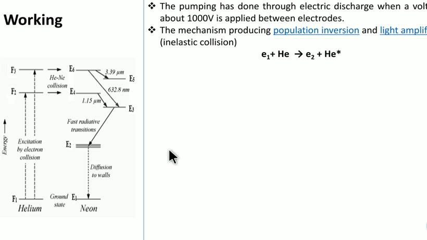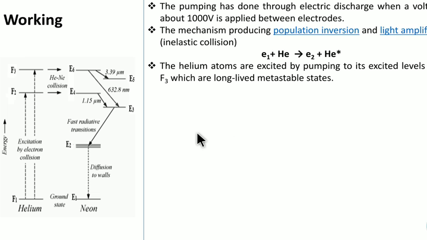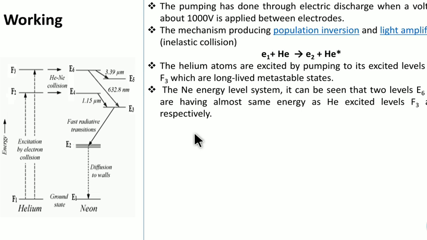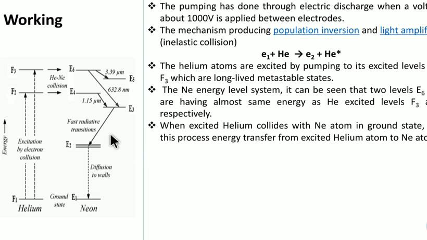Here, a collision takes place where the electrons transfer their energy to the helium atoms. In the helium atoms, a transition takes place from the ground state to the excited states after absorbing energy from the electrons. It moves towards F2 or F3. Then the helium atom goes to the excited state. Afterwards, there is an energy match: in the neon atom, E4 and E6 have the same energy as F2 and F3 in the helium atom.